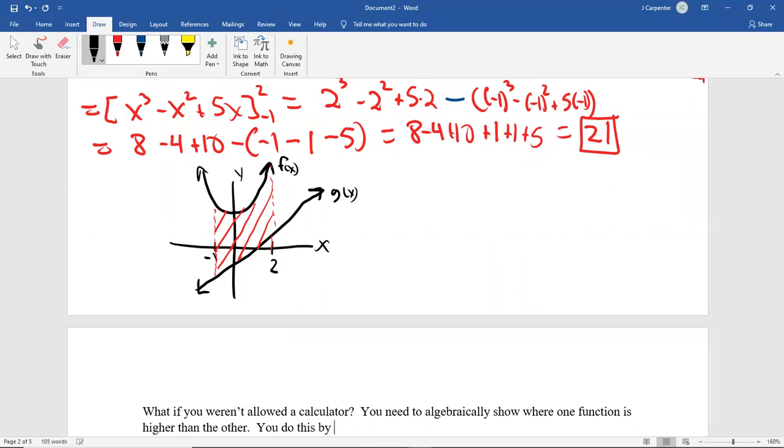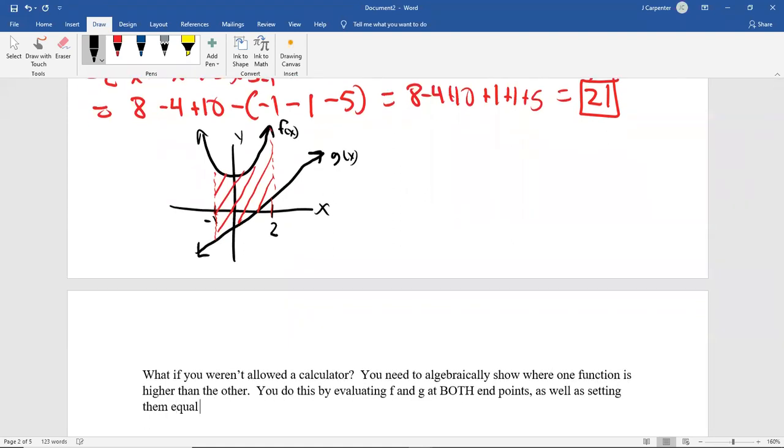Do this by evaluating f and g, f of x and g of x, at both endpoints, as well as setting them equal to each other after you do all that first part to see if they ever cross.